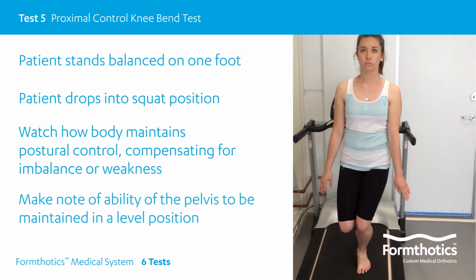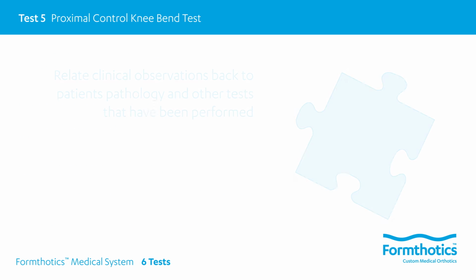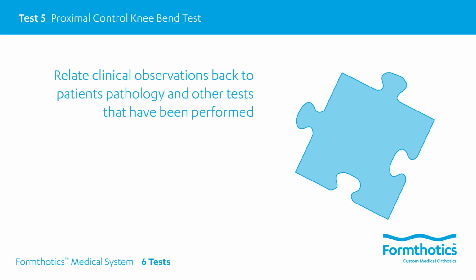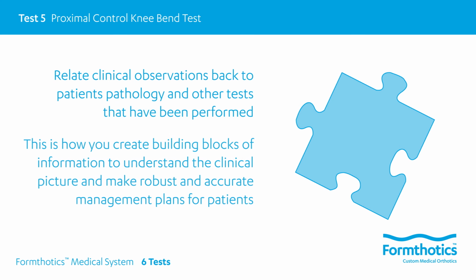Note the ability of the pelvis to be maintained in a level position during the single limb test. Look for a Trendelenburg sign. Relate your clinical observations back to both the patient's pathology and to the other tests they have performed up to this point. This creates the building blocks of information that assist us to understand the clinical picture and make robust, accurate management plans for patients.